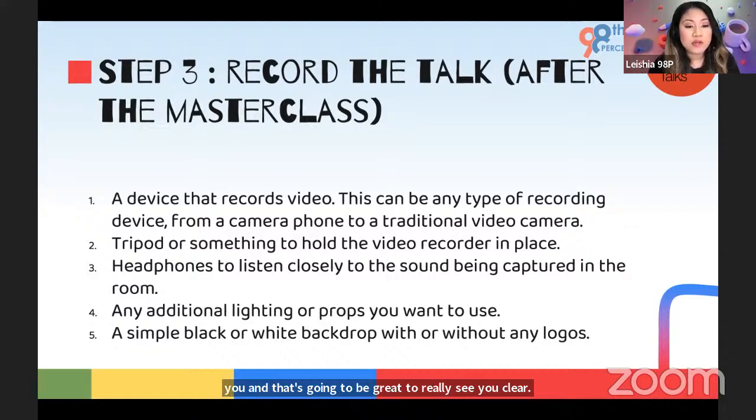And you do want to make sure that you have a simple black or white backdrop. So preferably a wall. You want to have the wall as your background that already is set, ready to go. And you want to make sure that there are no items at the back or logos.